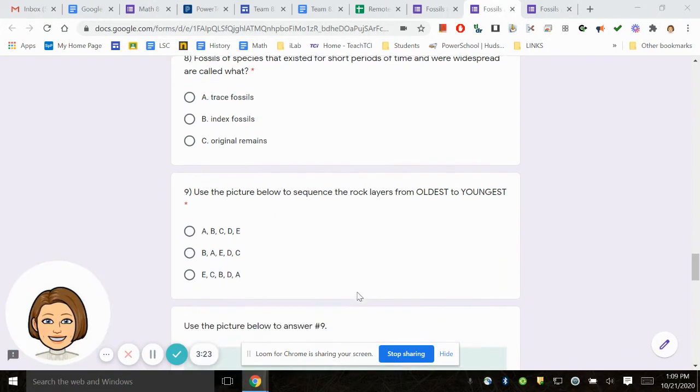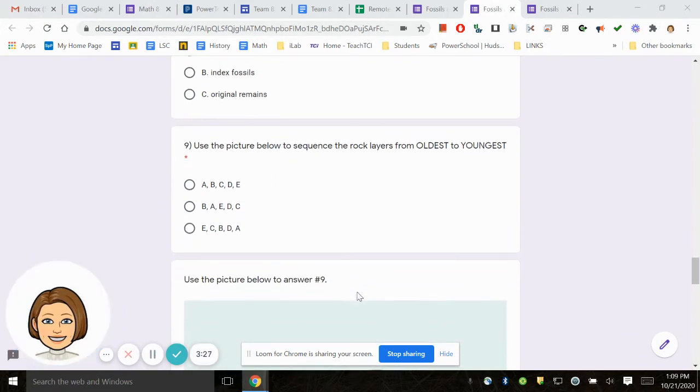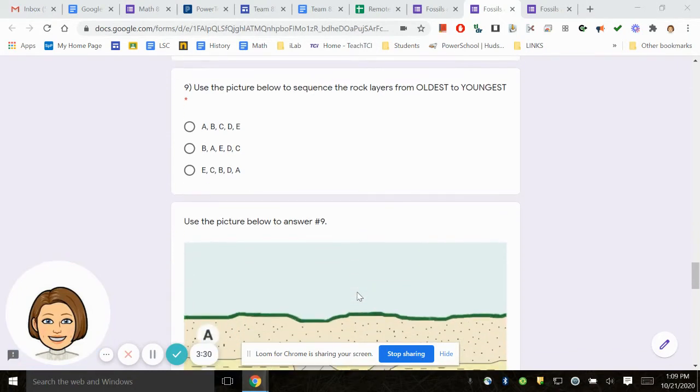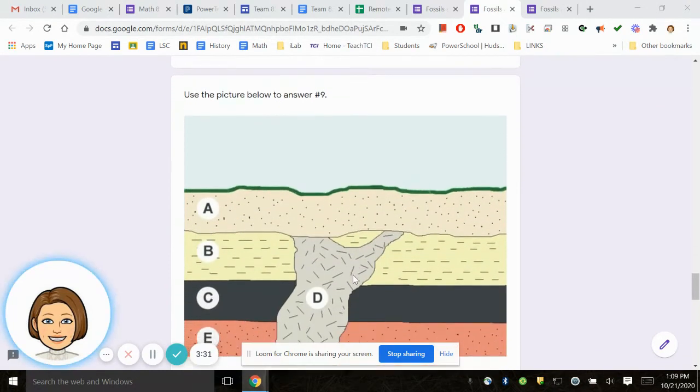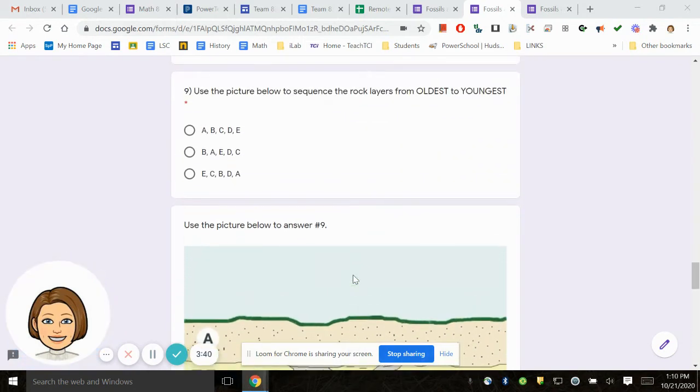Number 9, you're going to use the picture below to sequence the rock layers from oldest to youngest. Okay, so take a look at this picture. Which layers are the oldest? Which layer is the youngest? Is it A, B, C, D, E, or B, A, E, D, C, or E, C, B, D, A? Again, oldest to youngest.